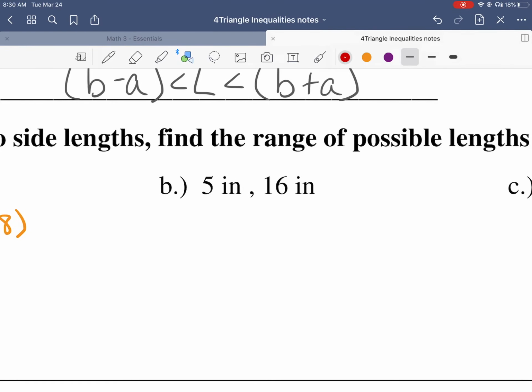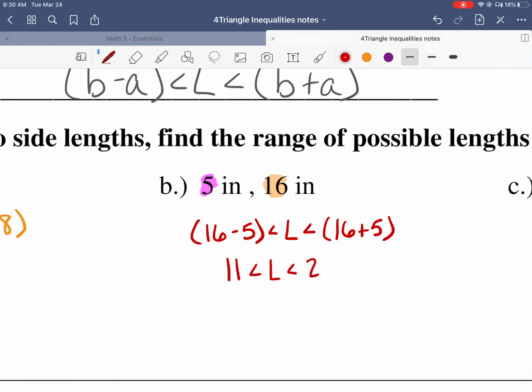Let's try another one. Determine the bigger of the two. So 16 is the bigger of the two. 5 is my smaller. It's always the bigger minus the smaller is less than my possible length is less than my bigger plus my smaller. So 16 minus 5 is 11. 16 plus 5 is 21. So what that says again is that if the two first sides of my triangle are 5 and 16, my third side must be between 11 and 21.